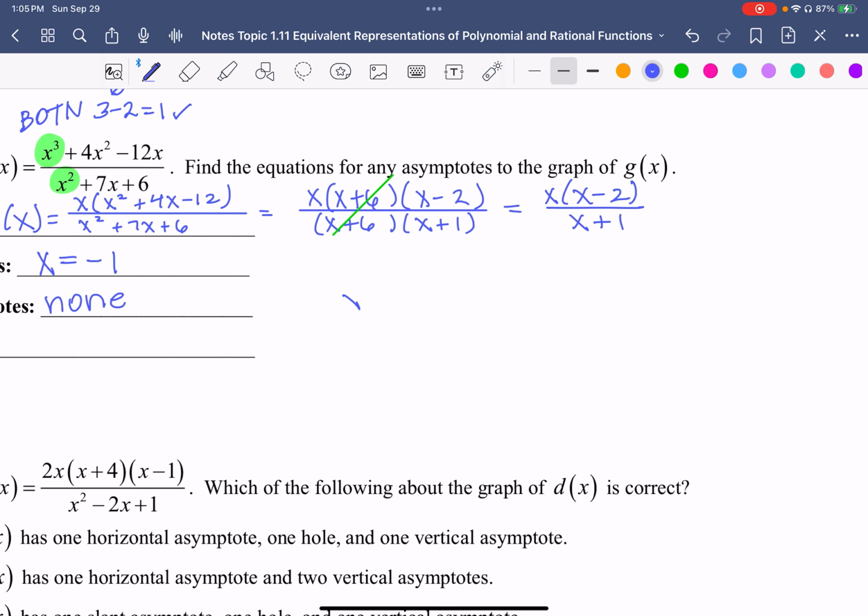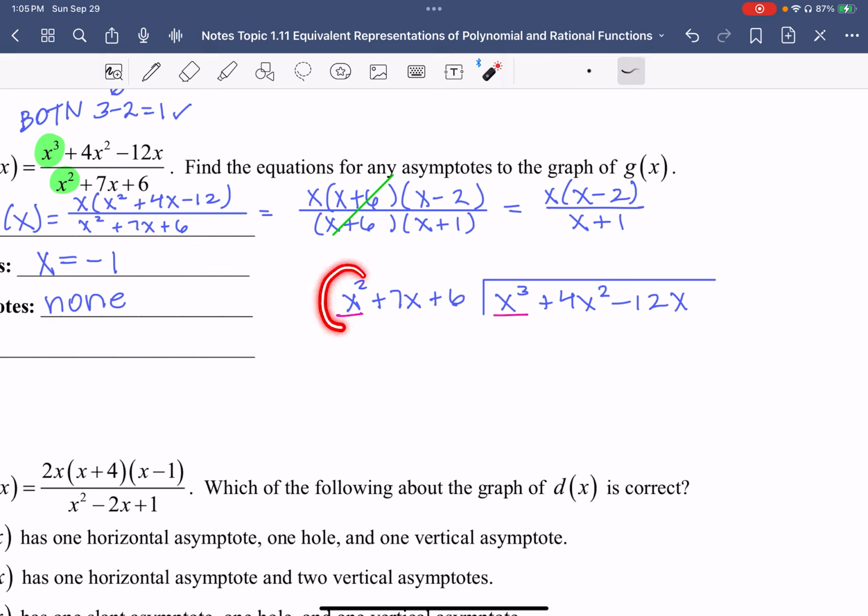So we're going to do x squared plus 7x plus 6 divided by x cubed plus 4x squared minus 12x. The biggest term on the outside is x squared and on the inside is x cubed. So you're trying to figure out x squared times what gives you x cubed. Well, the only thing I can put there is x. X squared times x is x cubed.